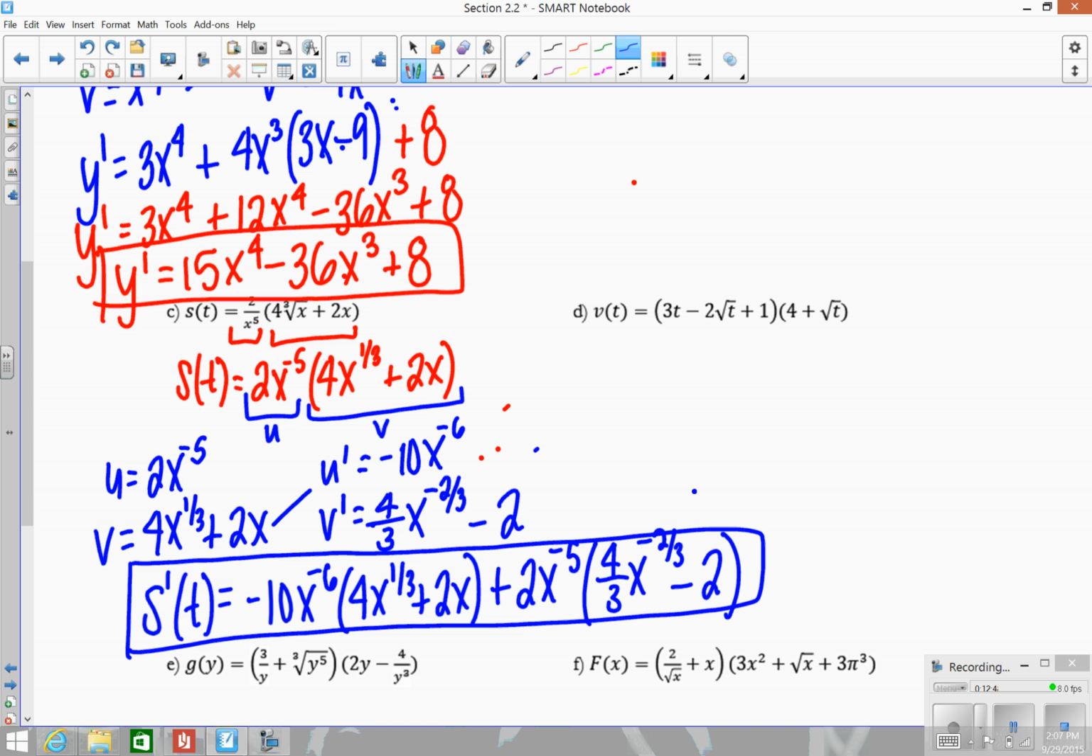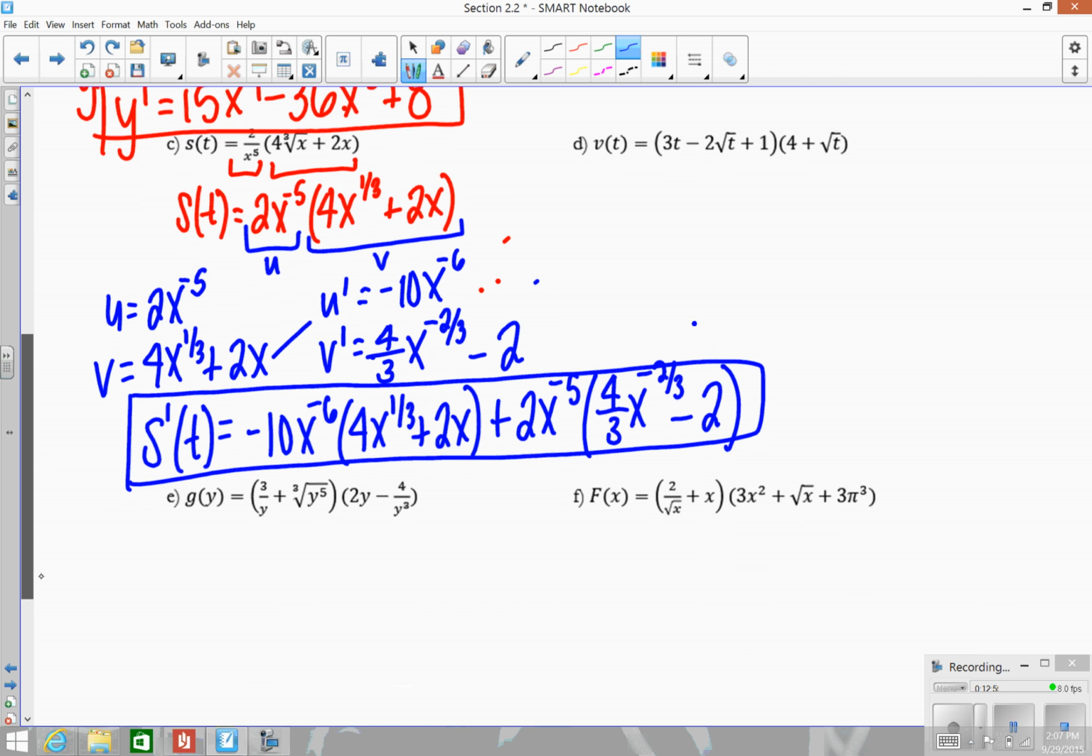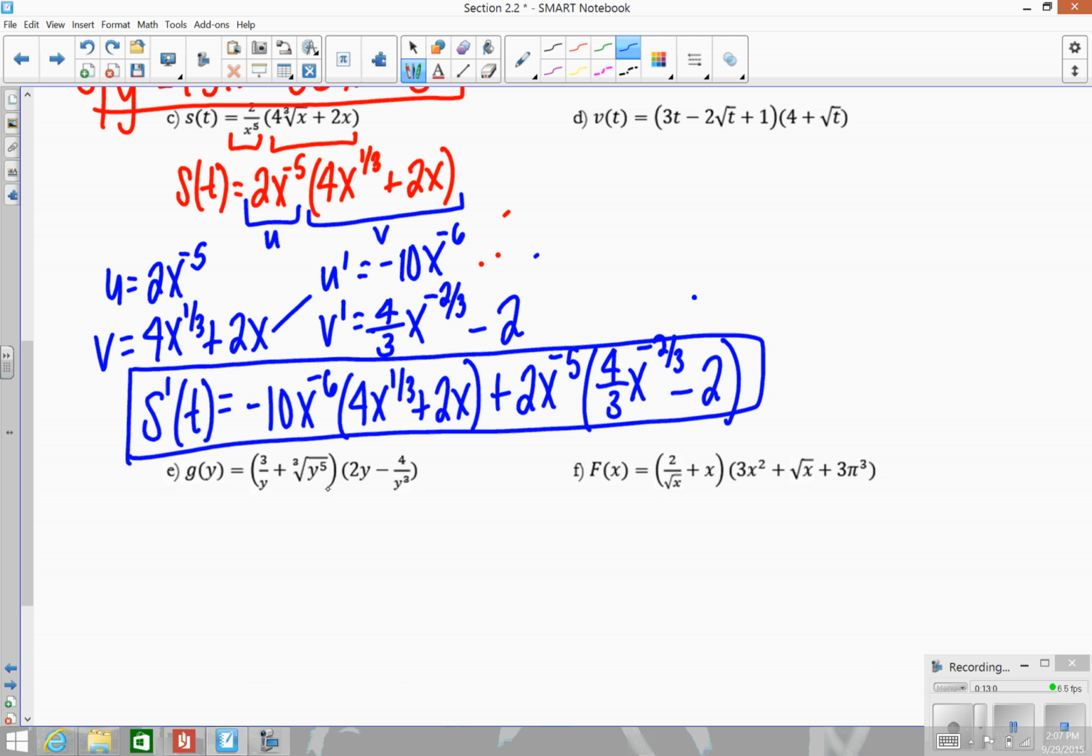So D I'm going to leave for you as well. So just make sure you rewrite this first so you have t to the 1/2. And then either multiply it out and do the power rule or use the product rule. Up to you. So let's look at F together because F is a little bit more difficult.